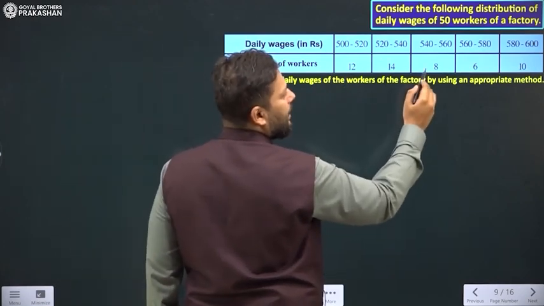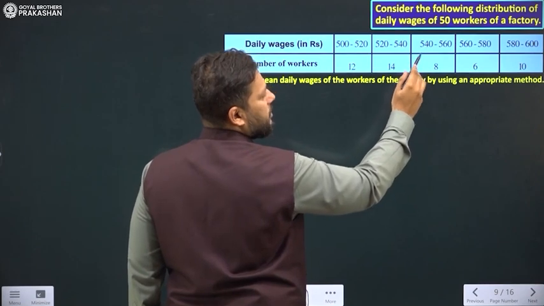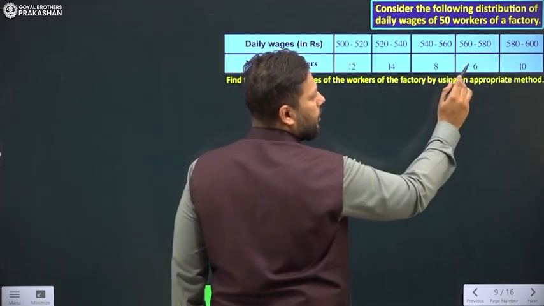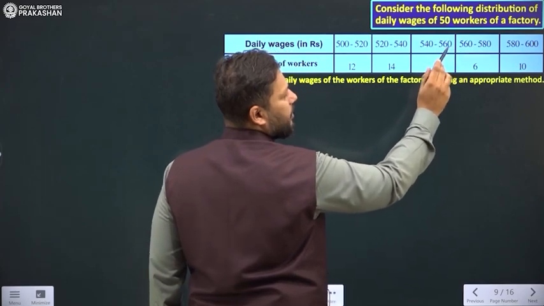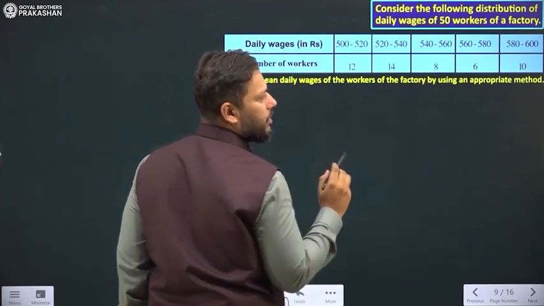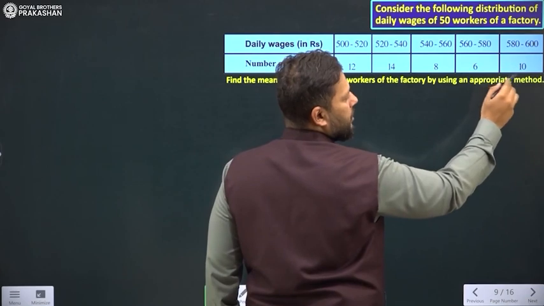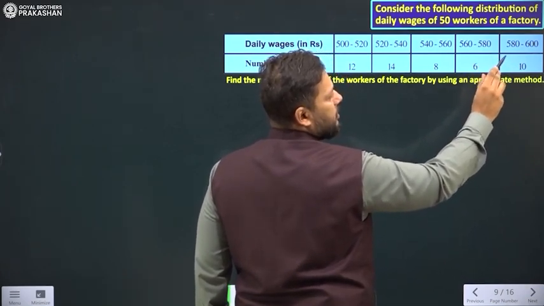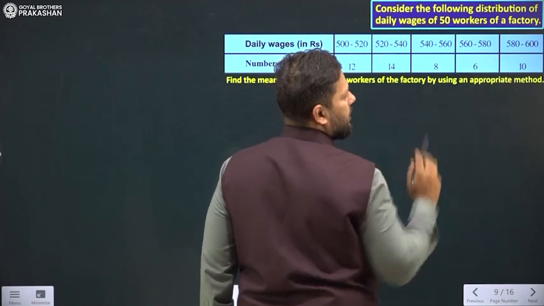there are total 8 workers which get the daily wages between 540 to 560 rupees. There are total 6 workers which get the daily wages between 560 to 580 rupees, and there are in total 10 workers which get the maximum number of wages, that is 580 to 600.